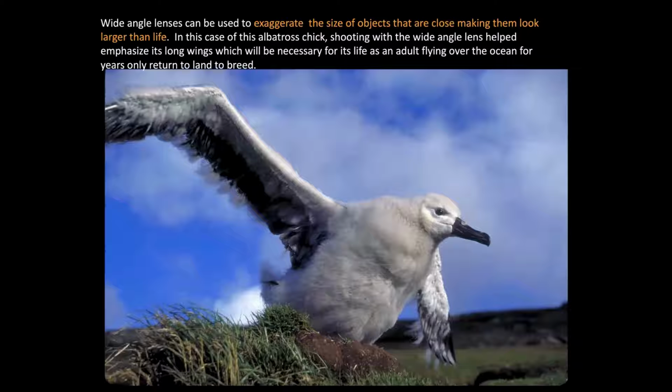Wide-angle lenses can be used to exaggerate the size of objects that are closest to them, making them look larger than life. In the case of this albatross chick, I was shooting with a wide-angle lens, and it helped emphasize its long wing. And those long wings will be necessary when it becomes an adult and spends years flying over the ocean before it returns to land to breed.